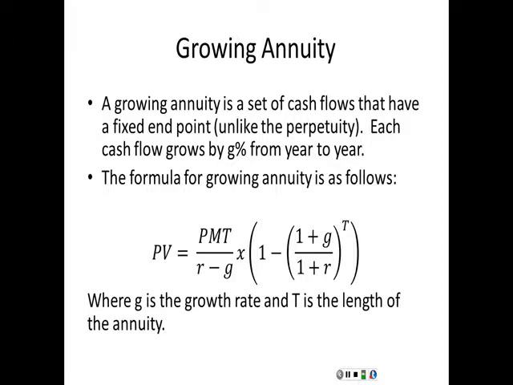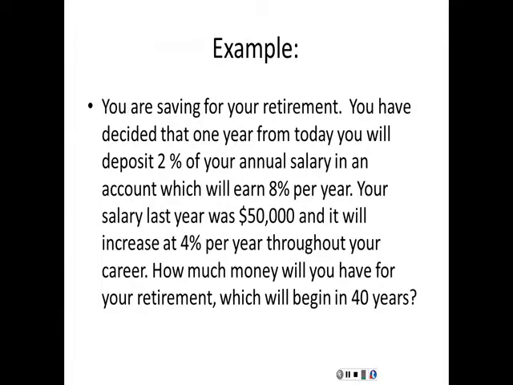Notice where before we just had payment over R, now we have payment over R minus G. On the back half of our annuity formula, we have (1 plus G) over (1 plus R), raised to the power T, where T is the length of the annuity. Let's look at an example. Hit pause and read through this before we proceed with a solution.